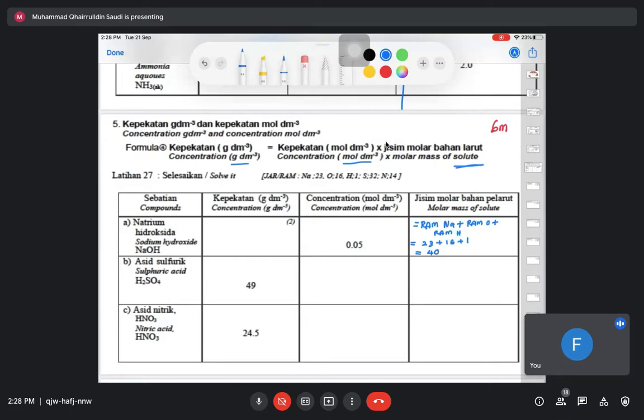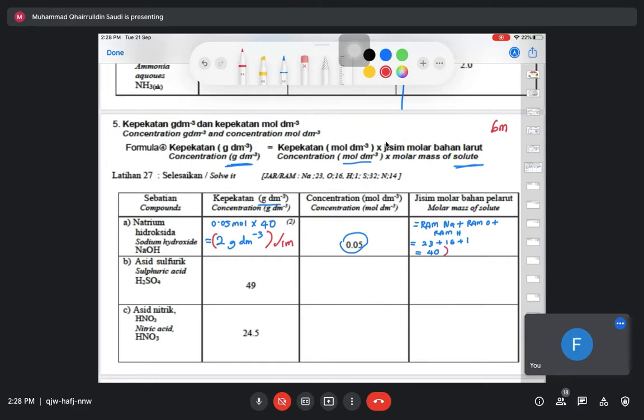Next, we want to find the concentration in gram per dm cube. So concentration in gram per dm cube is concentration in mole per dm cube times the molar mass. So 0.05 mole times 40, and you will get 2 units. 2 what? Good. Gram per dm cube. So this part, correct unit 1 mark.